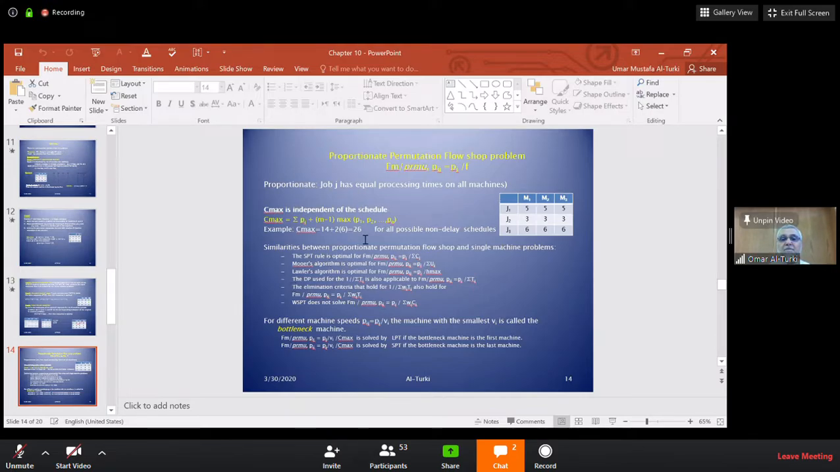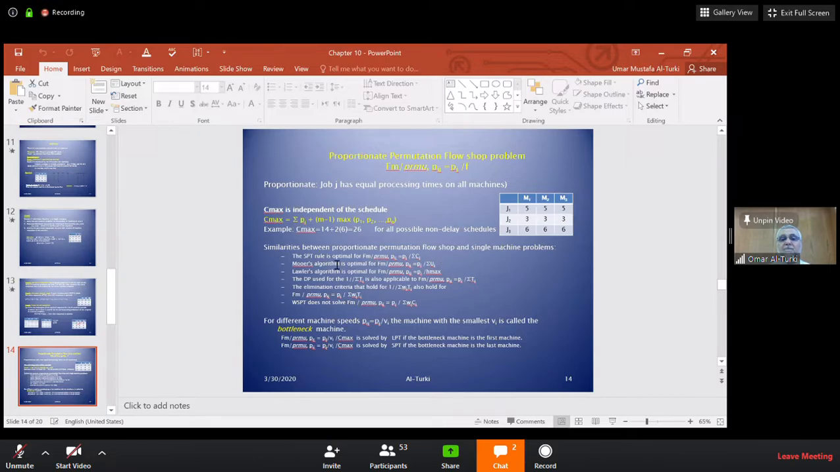The SPT rule is optimal for this problem, the problem we are talking about, with the objective function of the total completion time. It becomes similar to the single machine case. SPT is optimum. Of course, you have only one SPT, because if you apply SPT on machine 1, it will be the same SPT on machine 2, the same SPT on machine 3, and so on. So if you have 10 machines, you just put the jobs in SPT order, and that will give you the optimal solution with respect to the total completion time.